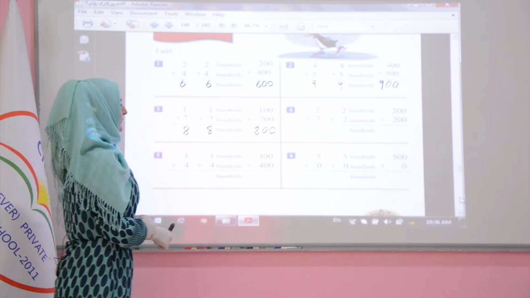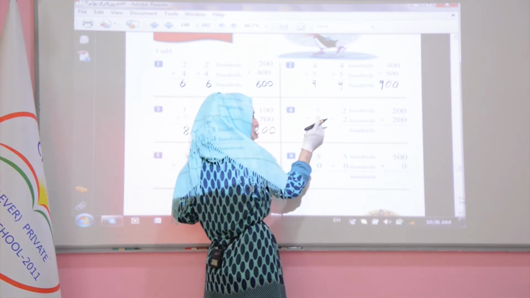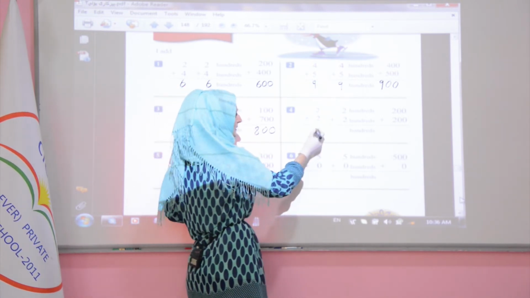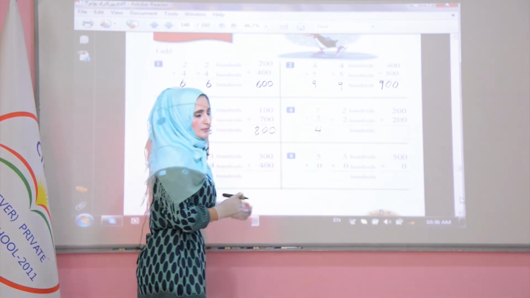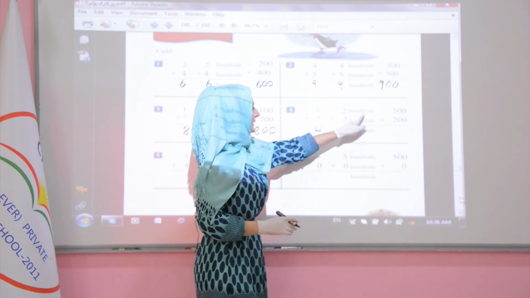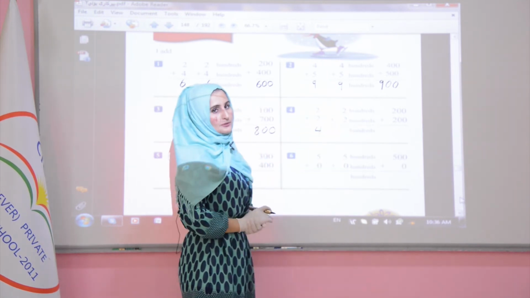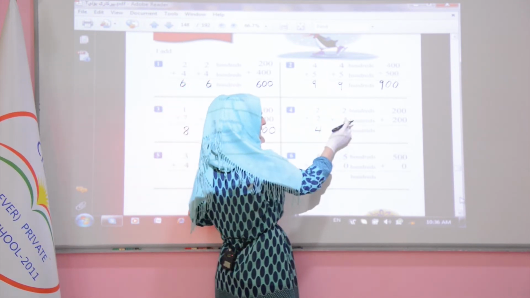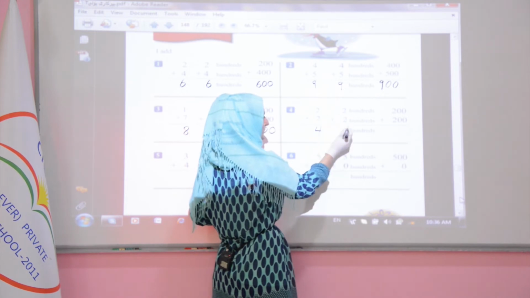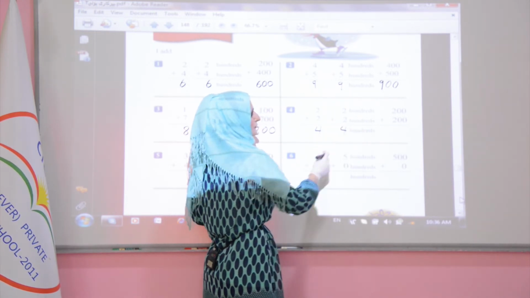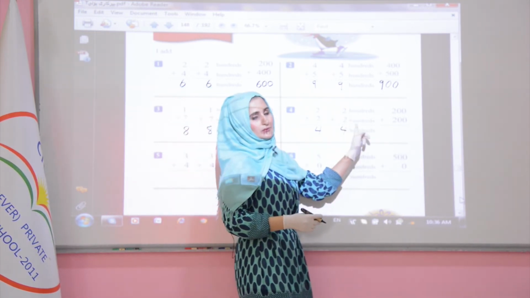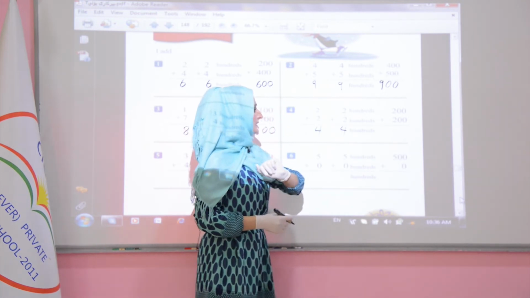Okay, example 4, 2 plus 2. This example is so easy, equal to 4. All of you know about this. 200 plus 200 equal to what? Because you have 200s and 200s, 2 plus 2 equal to 4, equal to 400s. So 200 plus 200 equal to 400s.